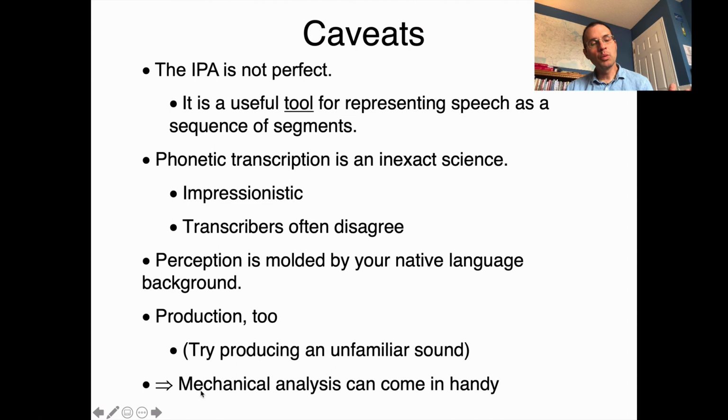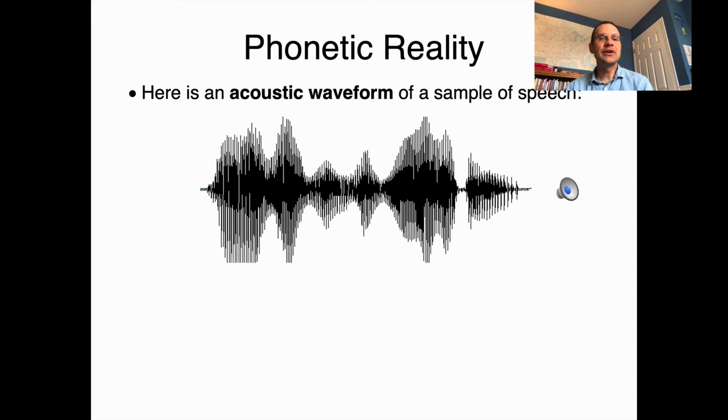I will say, though, one thing that will help us do this: if you're just listening to somebody speaking and say, oh, I think they said that, or I think they said that, it can be easier to get more objective about it if you can use machinery or electronic wizardry to help you understand what actually happened when somebody said something. So mechanical analysis can come in handy. And I'll show you an example of that.